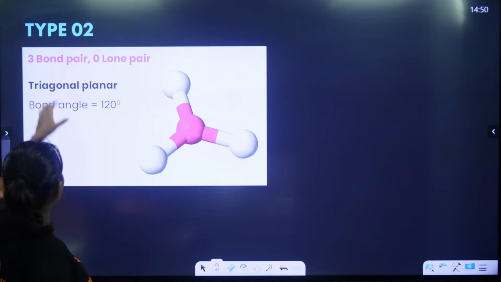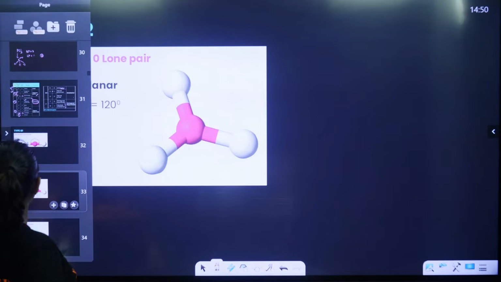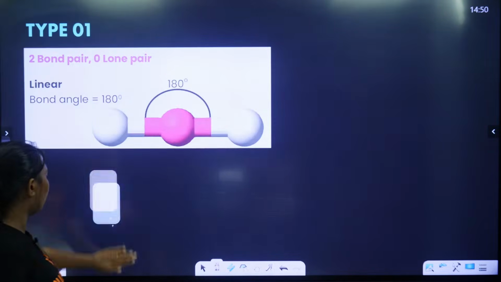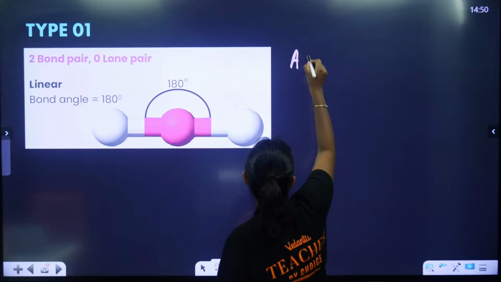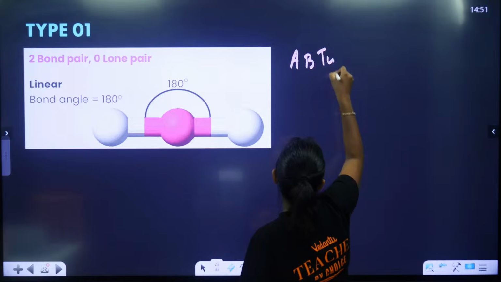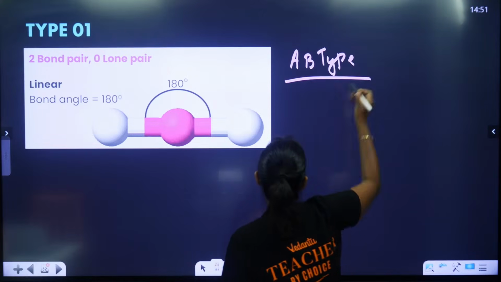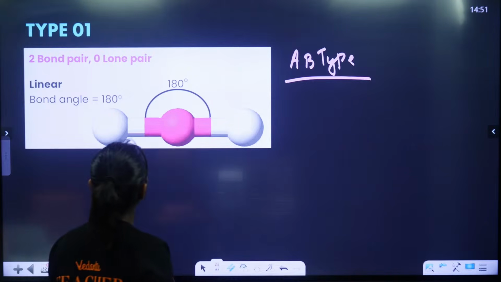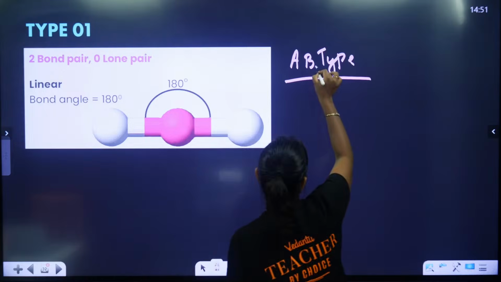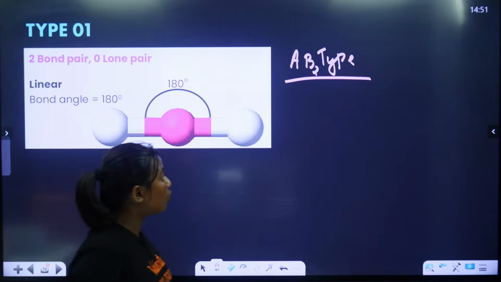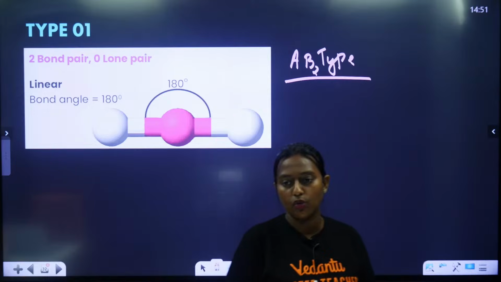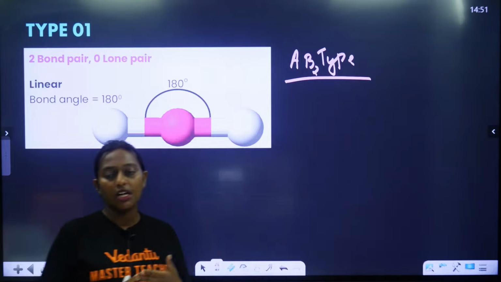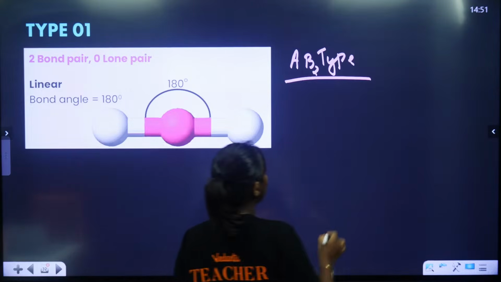So this is type 1. I will write this is AB2 type. What is AB2 type? A is the central atom and B is the bonded atoms. So here this is the structure.